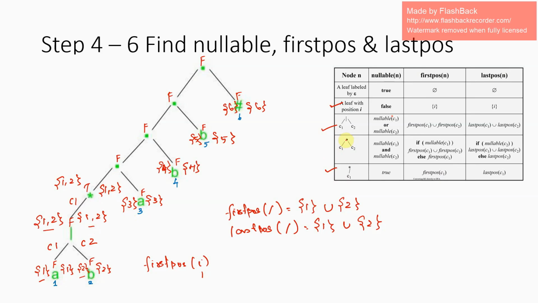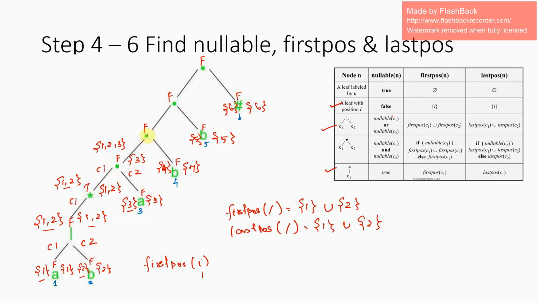Now we are going with the dot operator or the concatenation operation. And for this, we have to consider again C1 and C2. And for this, I'm going to check whether C1 is nullable. Yes. Now, according to this, the child C1 is nullable. If the child C1 is nullable, I have to take the first position of C1 and the first position of C2. So it becomes 1, 2, 3. Similarly, for the last position, I am going to check the nullable of C2. But C2 is not nullable. So I am going to just go with the last position of C2, the else part. The last position of C2 is 3.